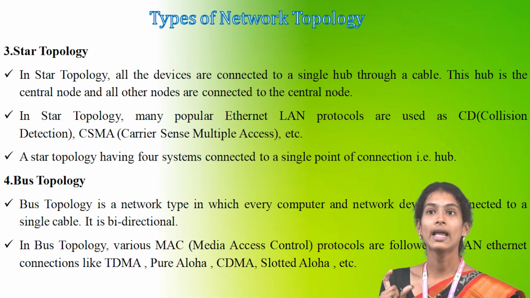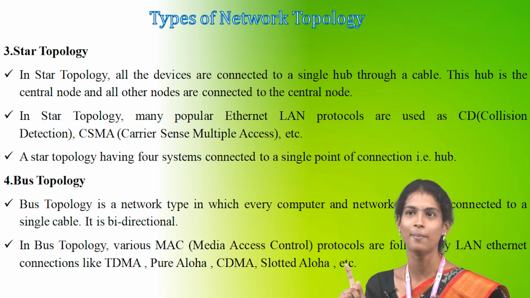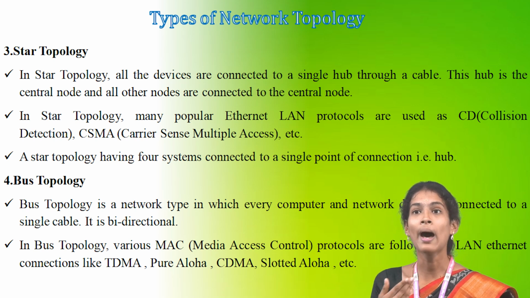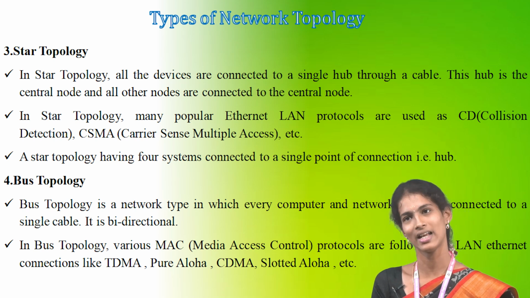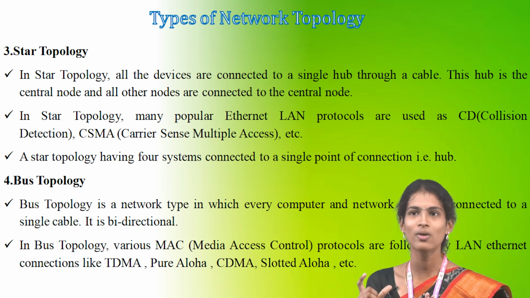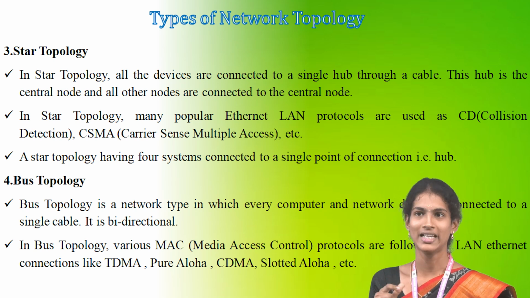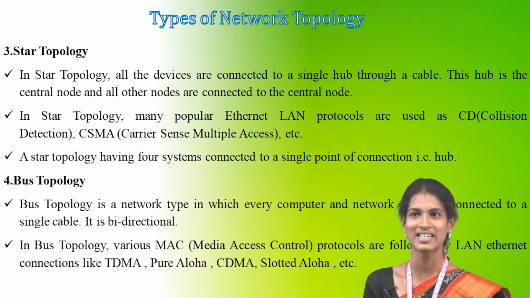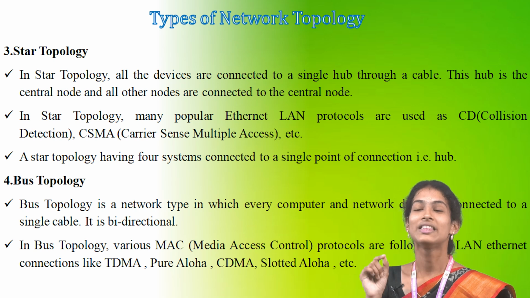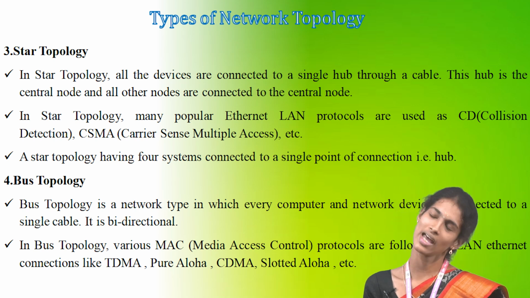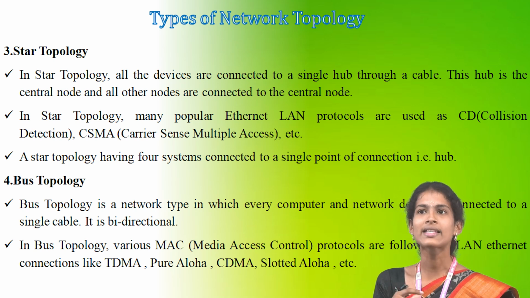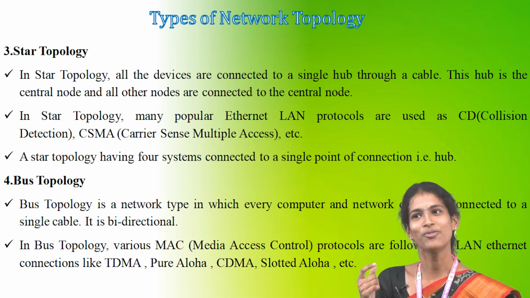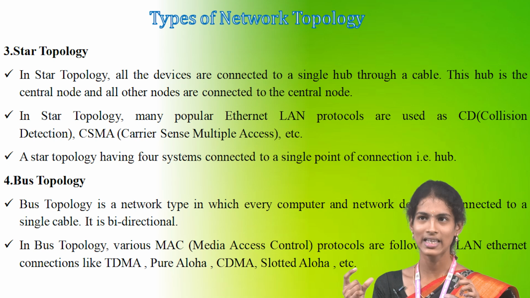Star topology. In star topology, all the devices are connected to a single hub through a cable. This hub is the central node and all other nodes are connected to the central node. The hub can be passive in nature, for example, not an intelligent hub such as broadcasting devices. At the same time, the hub can be intelligent, known as an active hub. The active hub has repeaters in it. Coaxial cables, RJ45 cables are used to connect the computers.